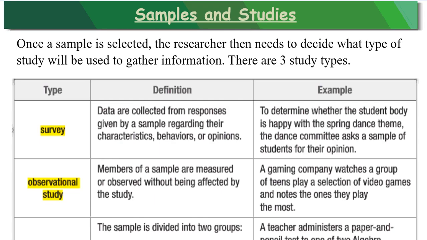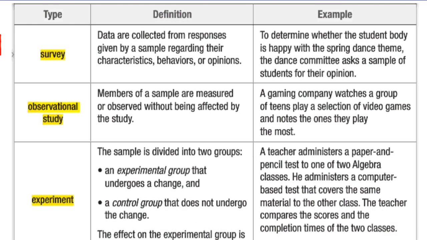Once you've decided on how you're going to sample people, the researcher then needs to decide what type of study is going to be done to gather information, and there are three main types of studies. The first one is a survey. We're all familiar with those. That's when data is collected from responses given about characteristics, behaviors, or opinions. Another name for a survey might be a questionnaire. So an example might be to determine whether the student body is happy with the spring dance theme. The dance committee asks a sample of students for their opinion.